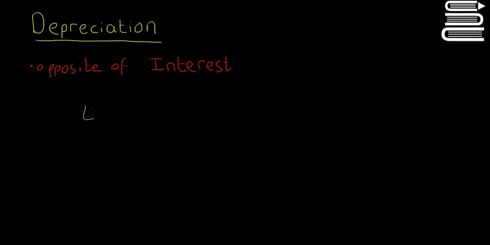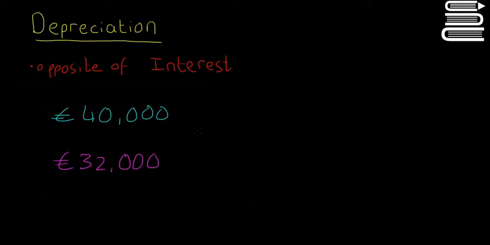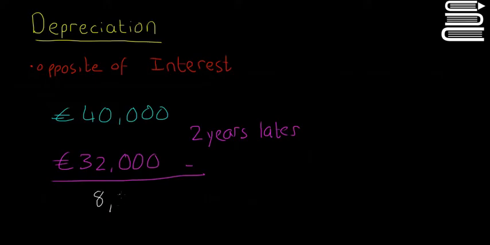Say for example you buy a car for €40,000 and then 2 years later you want a new car, so you decide to sell your old car and you sell it for €32,000. That difference of 8,000 means the value has gone down by 8,000. That's the depreciation.